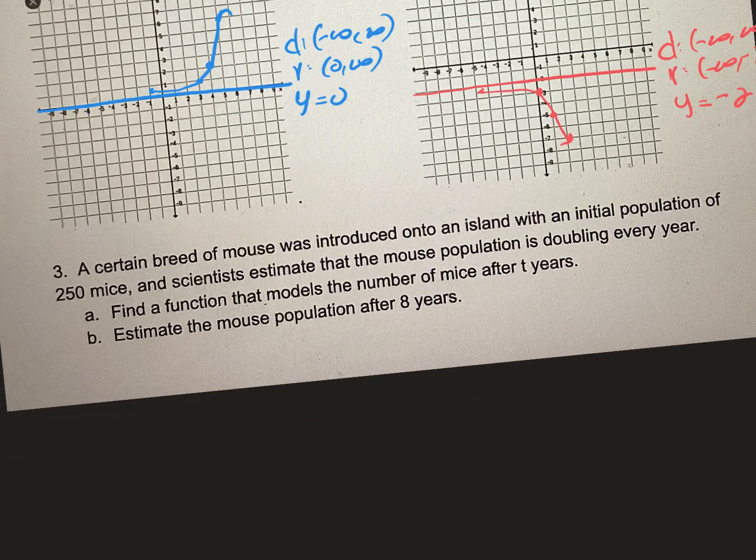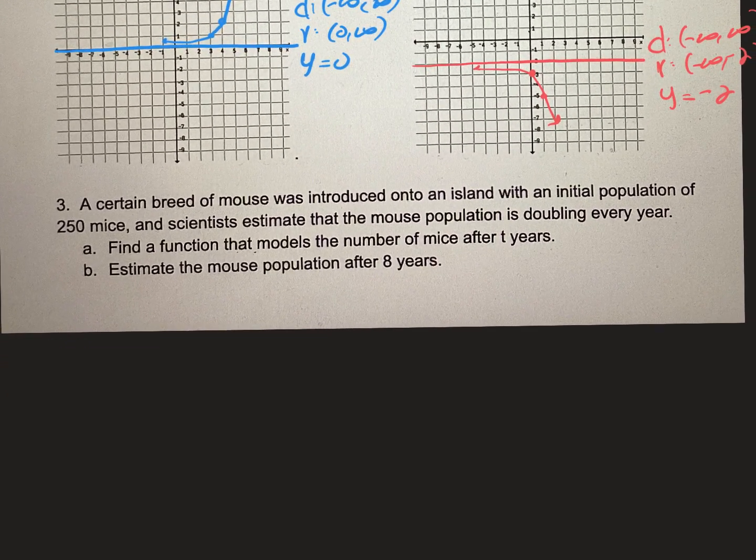Perfect. Number 3, a certain breed of mouse, we talked enough about mice this week, was introduced onto an island with an initial population of 250 mice, and scientists estimate that it's doubling every year. Find a function that models the number of mice after t years.